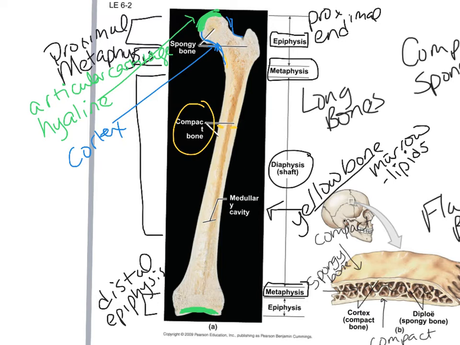Now, lastly, when we're talking about the epiphysis, on the inside of the epiphysis, we have spongy bone. So spongy bone is located inside the epiphysis. There's more of it on the proximal end, and that's why we say that red bone marrow is in the spongy bone in the proximal end of the long bones. So we can look at red bone marrow in those locations. That's where blood cells are produced. Okay? So those are all the different parts of the long bone.